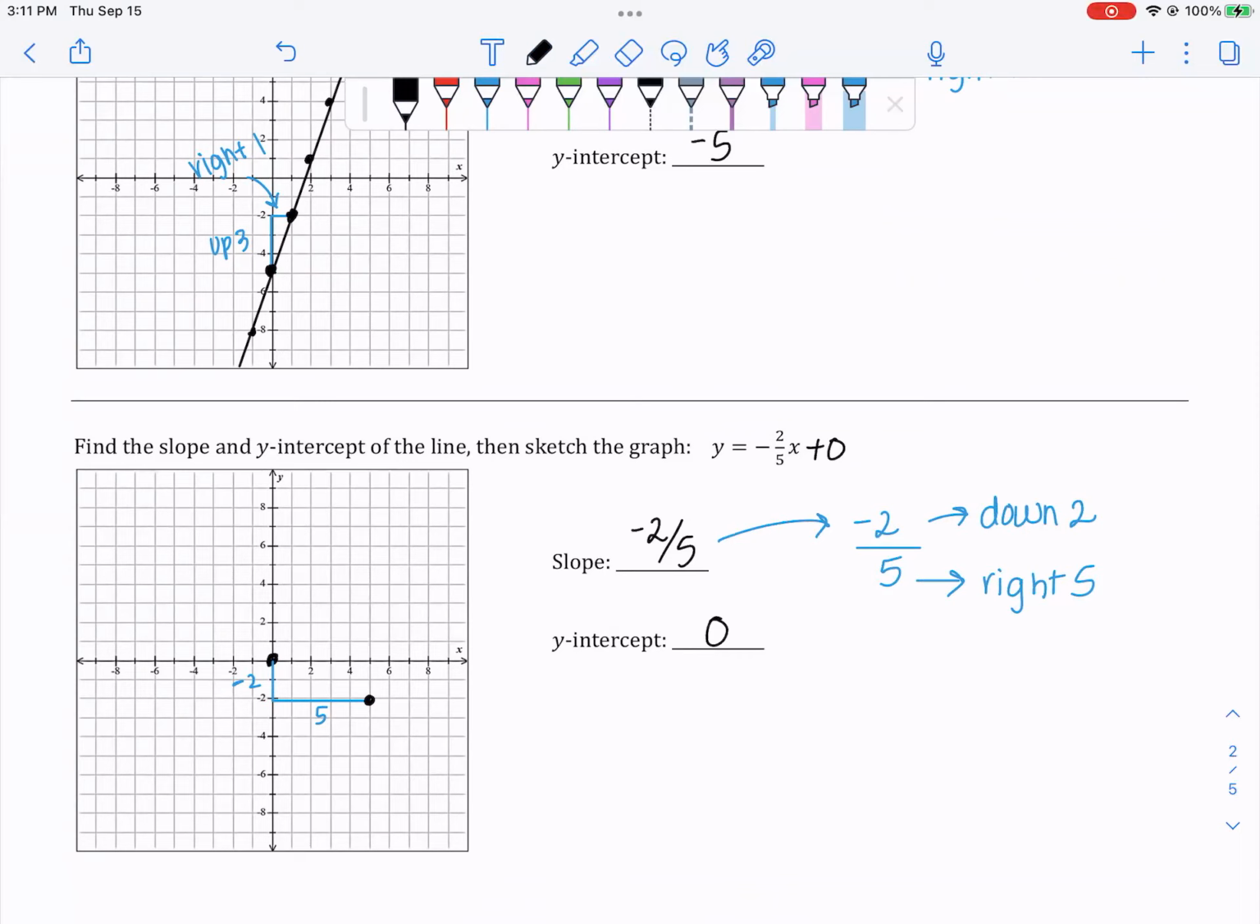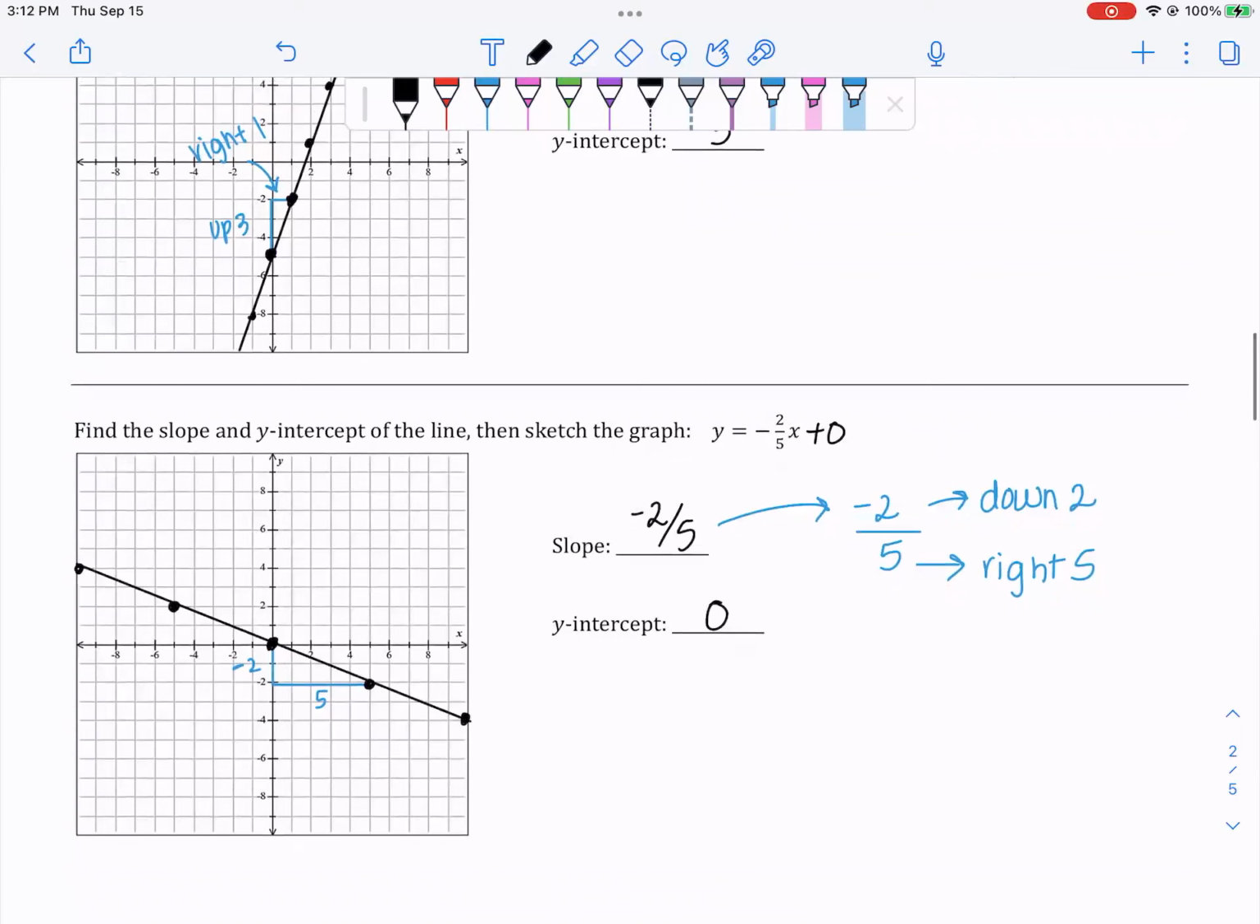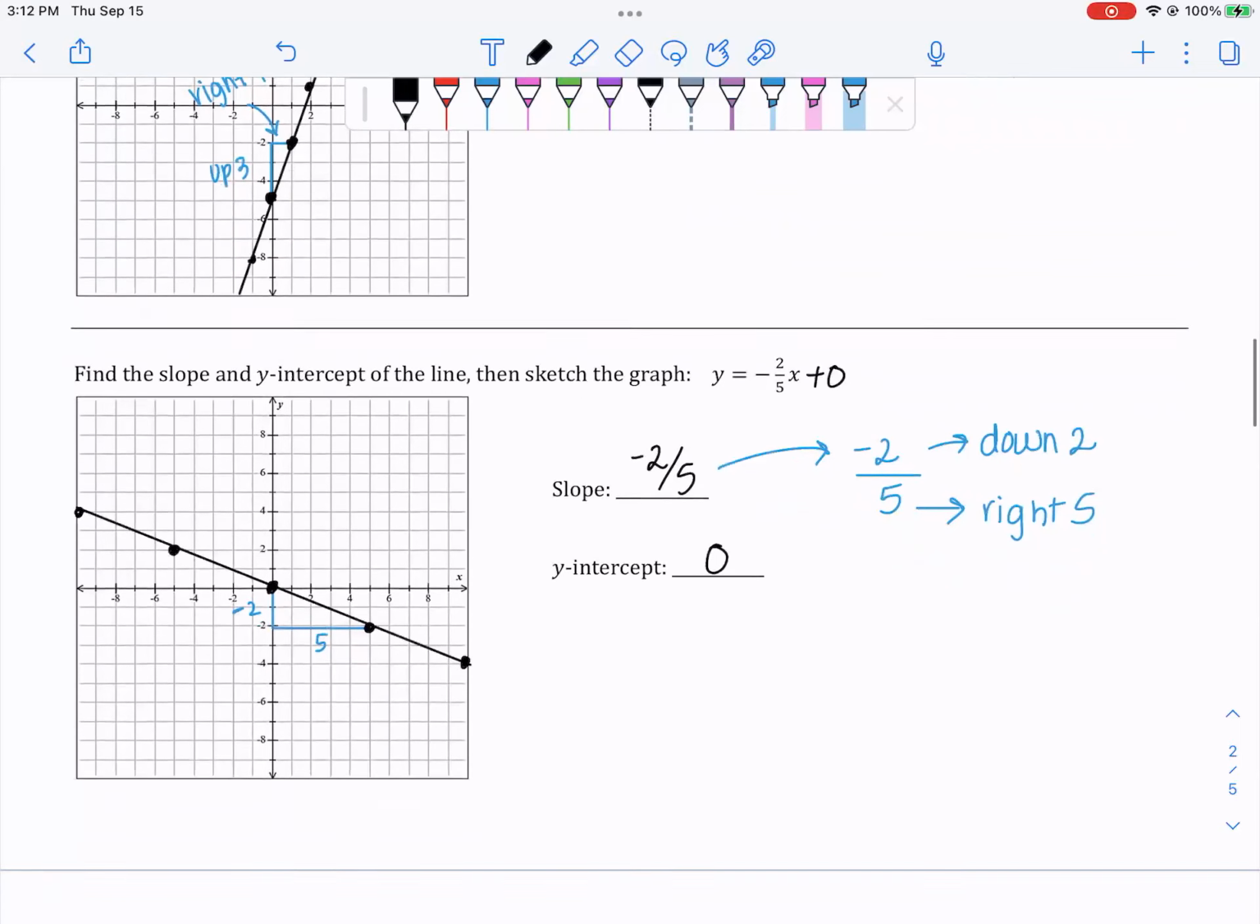So I'm going to go down 2, right 5 again, plot a point. Then I'm going to come back up here and move in the backwards direction. So I'm going to go backwards 5, up 2, and that just continues the pattern. Backwards 5, up 2. And connect the dots. And that is it.